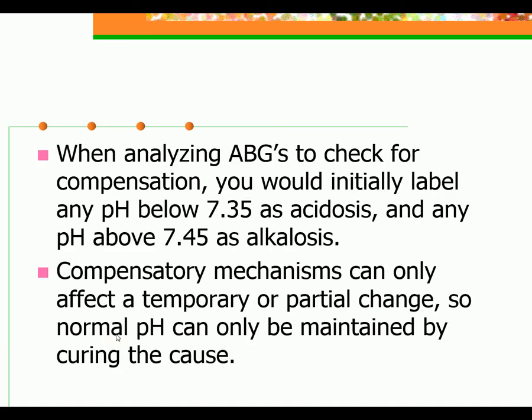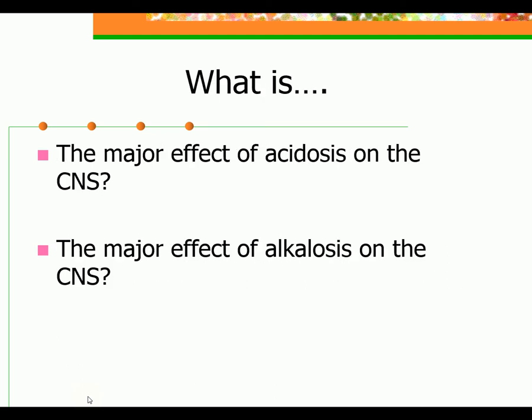So when analyzing ABGs, always check for compensation. You always initially, number one, label your pH. Always. That's the first part. Label your pH. 7.35 or below, acidosis. Above 7.45, alkalosis. So 7.35 to 7.45 is normal. Anything below 7.35 is acidosis. Anything above 7.45 is alkalosis. Compensatory mechanisms can only be effective temporarily, and you're going to have to cure or treat the cause through correction.